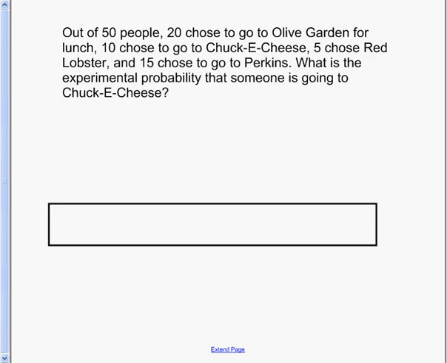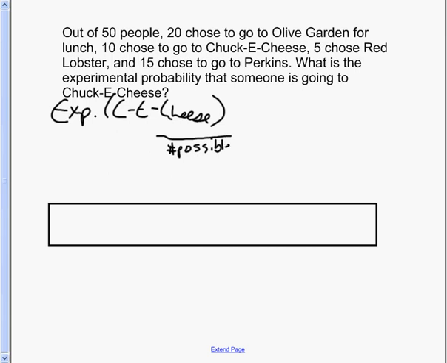We have, out of 50 people, 20 chose to go to Olive Garden for lunch, 10 chose to go to Chuck E. Cheese for lunch, 5 chose Red Lobster, and 15 chose to go to Perkins. What is the experimental probability that someone's going to go to Chuck E. Cheese? Well, how many was our total possible? Again, total possible is on bottom, but that tells us that we had 50 people. So out of 50 people, the most we could have had gone to Chuck E. Cheese would have been 50. In this case, we actually had 10. So we have 10 as a number favorable.